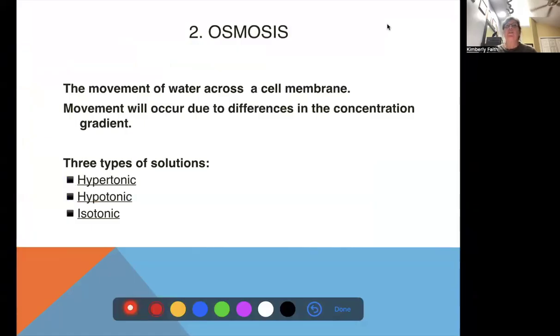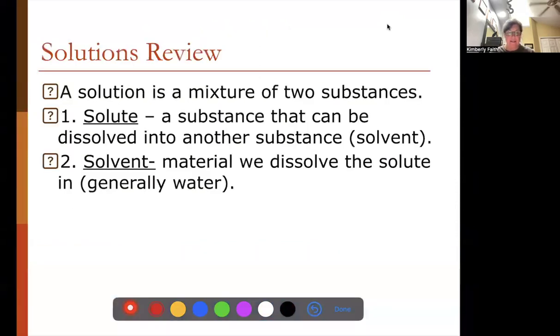Okay, so diffusion is when we talk about any other substance that is moving from high to low except for water. Water is so special, it gets a special name. The diffusion of water is called osmosis. And the movement of water will also move due to these differences in concentration gradient. There are three types of solution we're going to talk about: hyper, hypo, isotonic. I did talk a little bit about this in class.